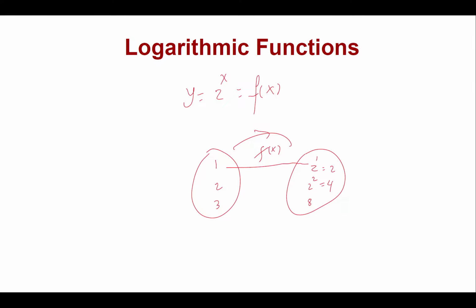So for one input for that particular function, the output is 2. For 2 input, the output is 4, and then for 3 input, the output is 8. This is an exponential function. Now, logarithmic function means going back, the reverse process. The reverse process of this function is called logarithmic function. So the reverse process of exponential function is logarithmic function.